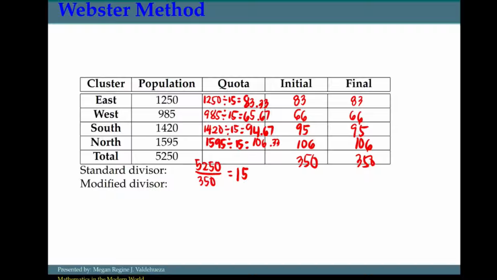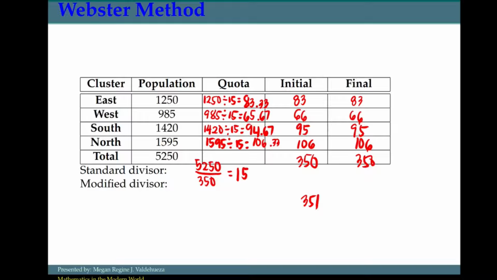Let us say the total of the initial allocation will be 351. So according to the step-by-step process, since 351 is greater than the total number of sacks to be apportioned, then we increase the divisor. So that will give us the modified standard divisor. So instead of 15, maybe we can have 16.